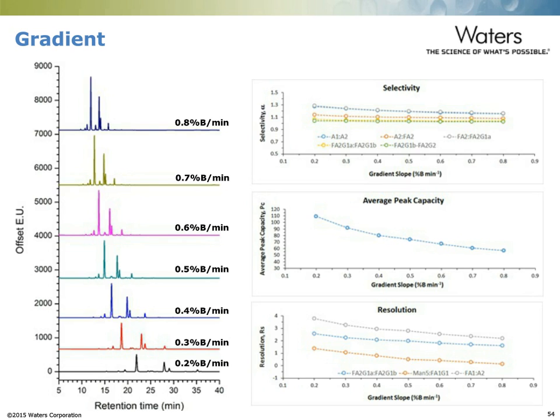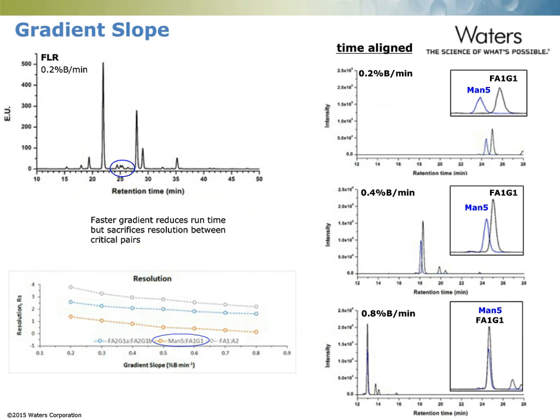If we look at a particular part of our chromatogram, again, now focusing on the mannose and the FA1G1, we can see that decreasing the gradient slope down to 0.2% B per minute almost yields baseline separation of those. So certainly looking at gradient slope would be something to consider as you're trying to improve the separation of a critical pair within your chromatogram.